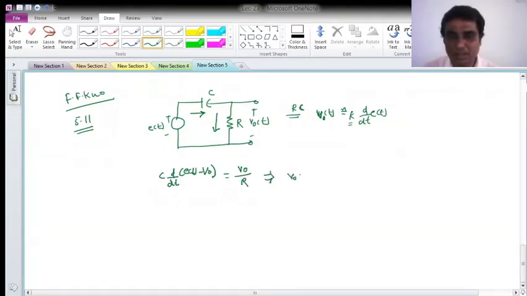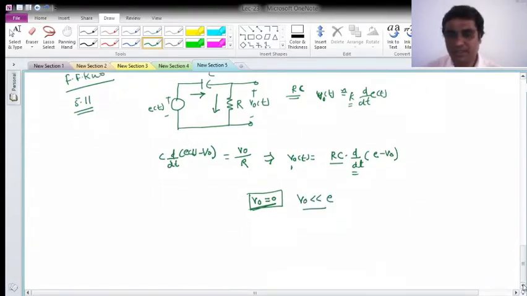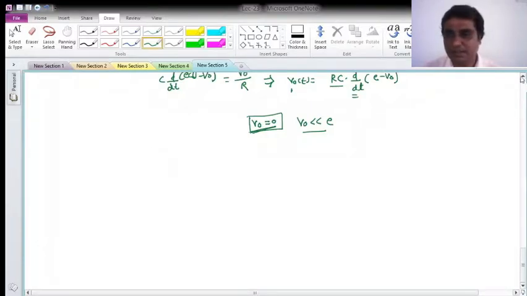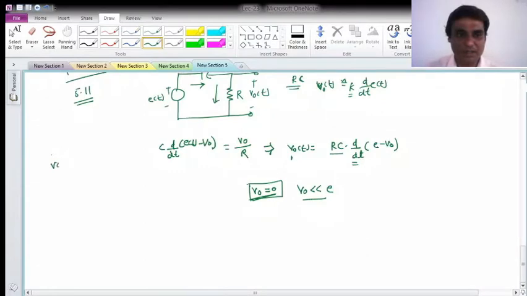So with this I can write V0(t) = RC d/dt (E − V0). In order to show that V0 should be equal to d/dt of E(t), what should happen? This V0 should be equal to 0, but this should not be the case. So to find the condition on RC, your V0 has to be much smaller than your excitation E. With this condition I can write V0(t) will be approximately RC times d/dt of E.